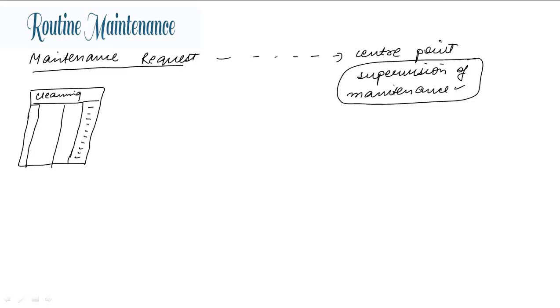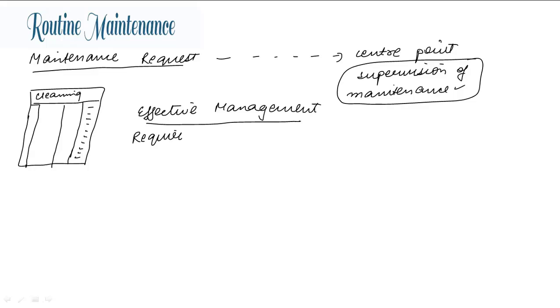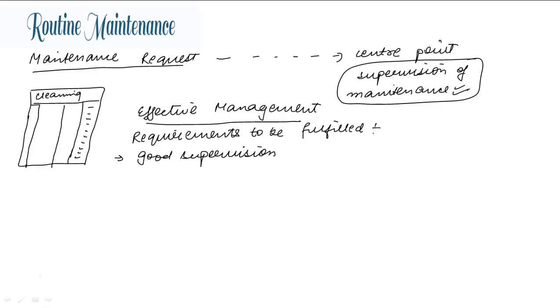Okay. Now, when it comes to an effective maintenance, which is going to be very effective to your company, that will give you each and every kind of advantages as well, there are some requirements to be fulfilled. First of all, there should be good supervision. The supervision relating to the maintenance department should be good all the time.